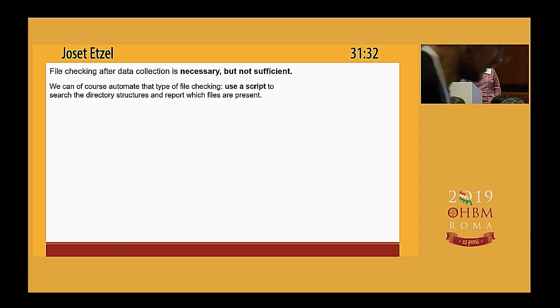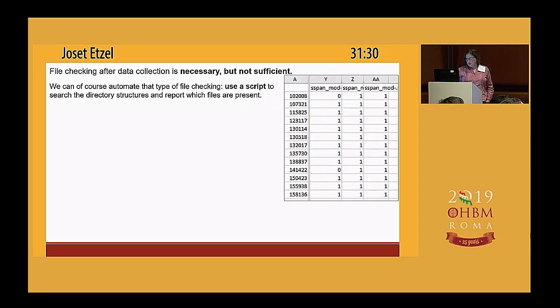So a lot of you are probably thinking, well, duh, just run a script and check all the files. And yeah, we do that. So what this is, you just write a script. The BIDS validation thing does some of that. You can write your own to do it more consistently, and it just searches the directory structure.